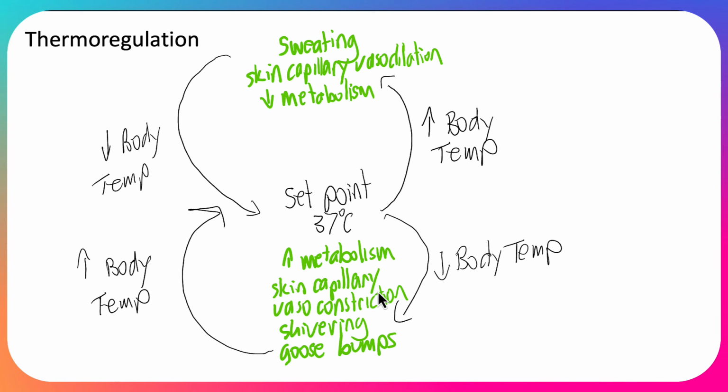Vasoconstriction of the skin capillaries closes those capillaries in the skin, keeping the heat in the blood closer to the center of the body, so reducing heat loss, and increasing metabolism, so burning more food to produce heat. And these responses increase temperature, or they reverse that trend of decreased body temperature, so they increase the body temperature again. So that's an example of a negative feedback loop or diagram to demonstrate thermoregulation.